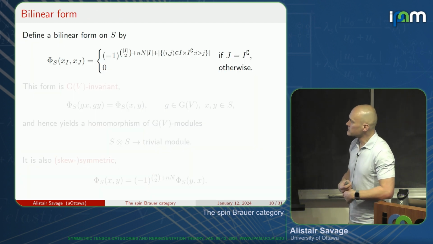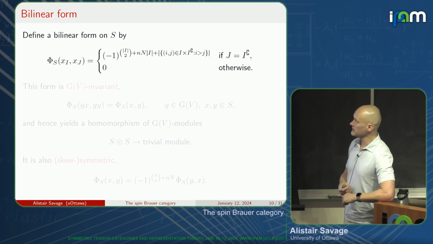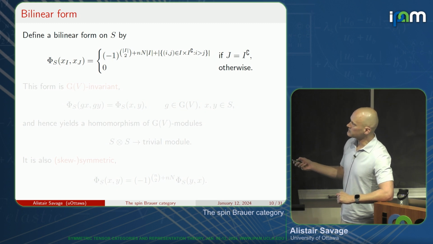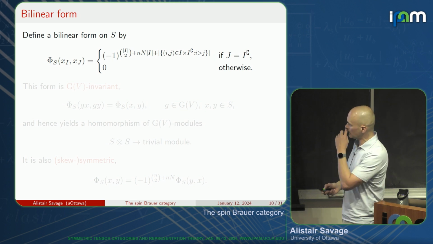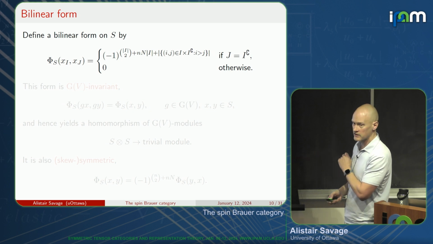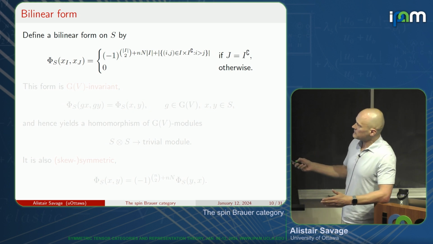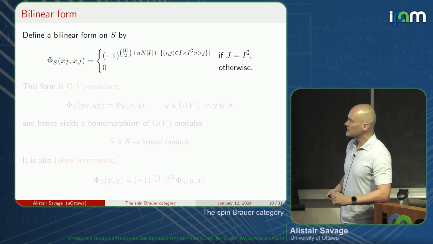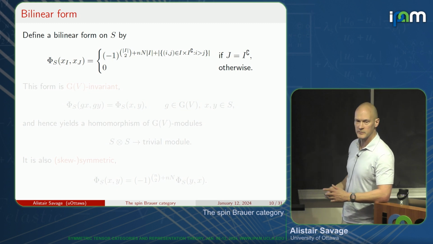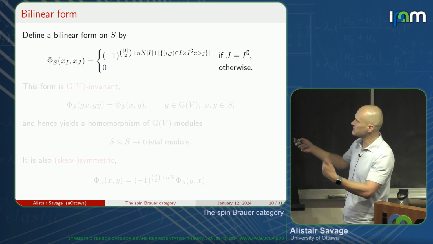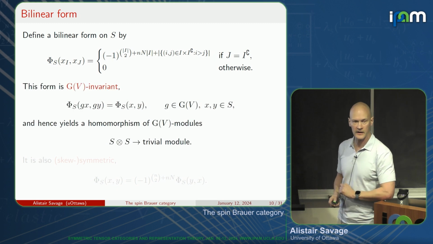Okay, so there's a little bit of extra structure we're going to need to build our category. So we want to define a bilinear form on S. This is going to allow us to show that our category is rigid. So we have a bilinear form on the spin module that's defined in this way. So it looks kind of crazy because of this expression, but all it's saying is if you pair x_i and x_j, you get plus or minus 1 if they're the complements of each other, and 0 otherwise. Right, and that's just the sign that you need in order for it to be G_V invariant.